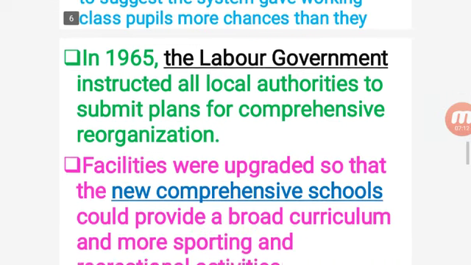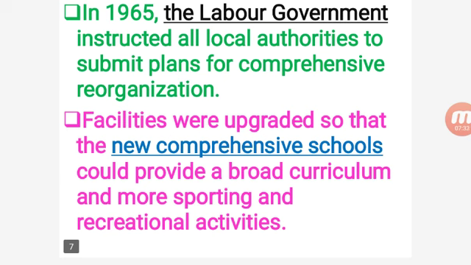In 1965, the Labour government, in reaction to that Butler's Act of 1944, what did they do? In 1965, the Labour government instructed all local authorities to submit plans for comprehensive reorganization. Facilities were upgraded so that the new comprehensive schools could provide a broad curriculum and more sporting and recreational or extracurricular activities.